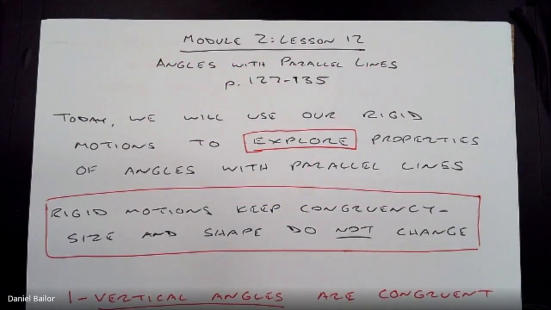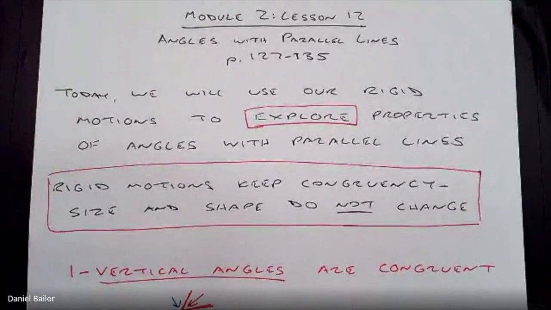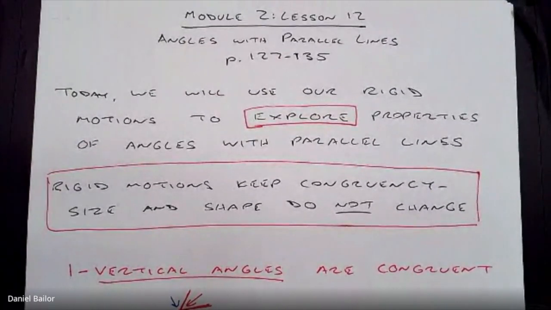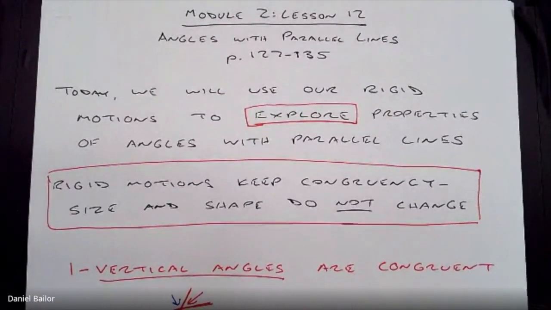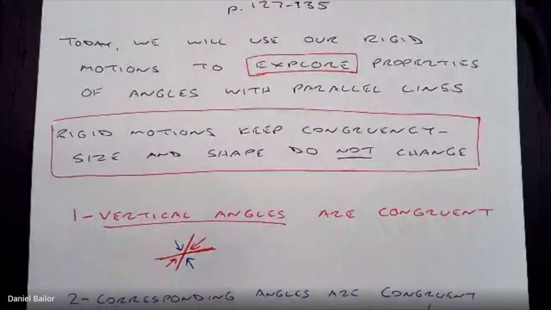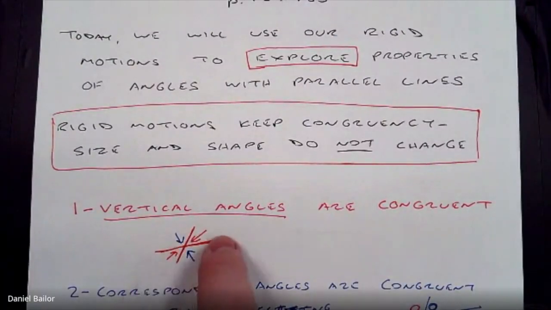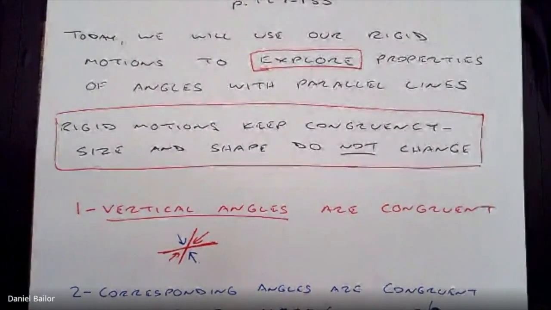Okay, so hopefully you took some time to catch up on your notes, to add things to your notes, and to just review them. We explored some lines a little bit. We used rigid motions to prove some things. The first thing we proved is that vertical angles are congruent because we can spin them around. So when they point at each other, they are equal.